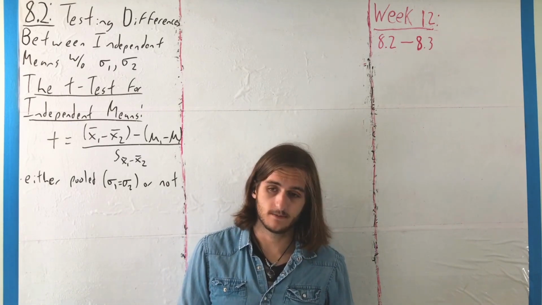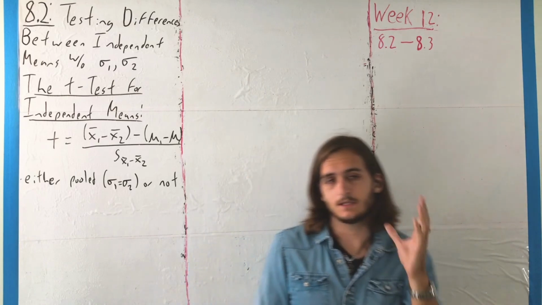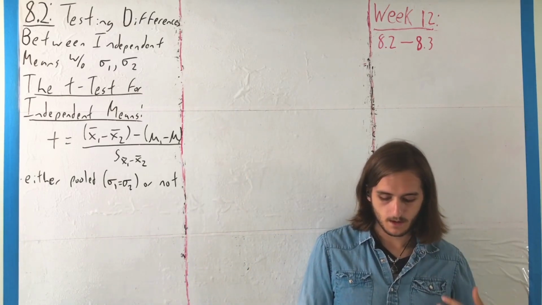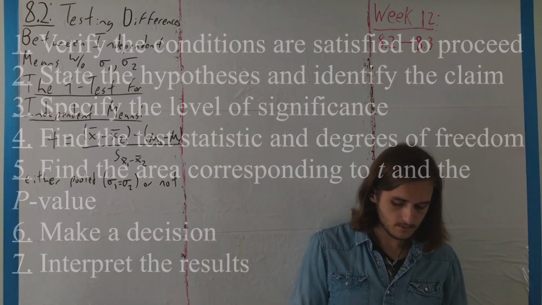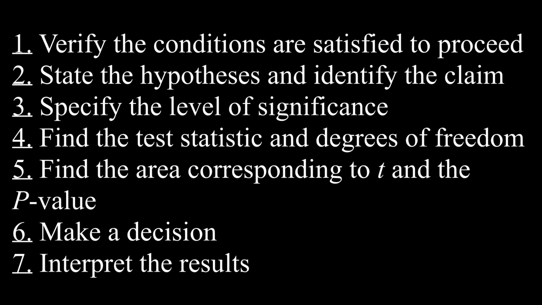It's much more efficient. In any case, when we're dealing with these, we have the same type of testing procedure as before, where if we want to use p-values, we check that the conditions are met to work. In this case, that's that the sigmas are unknown and that the central limit theorem holds for both of our samples. Then, state your hypotheses and claim, specify what alpha is, find the test statistic and the degrees of freedom, being careful about whether the samples are pooled. Then get your t-score and the p-value that goes with it, make your decision and interpret your results.